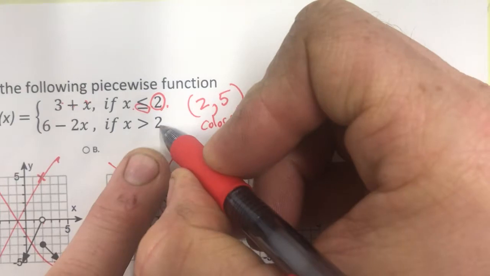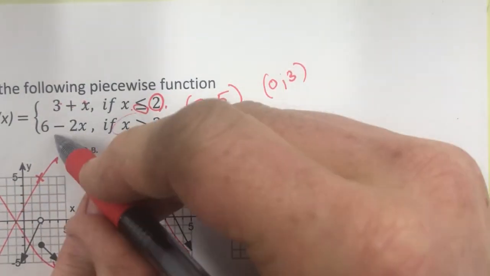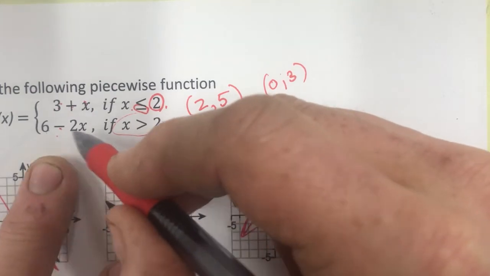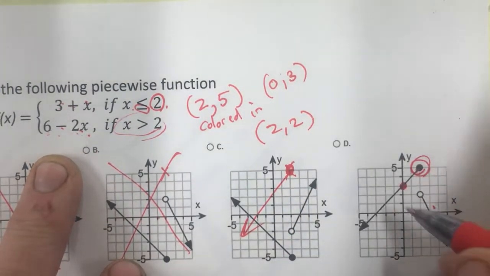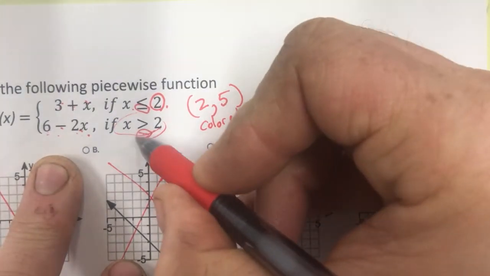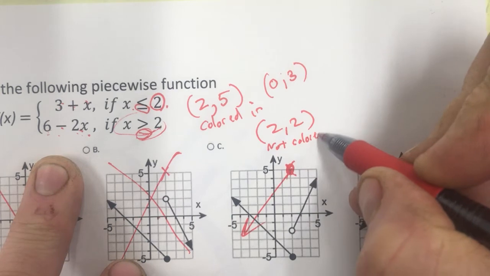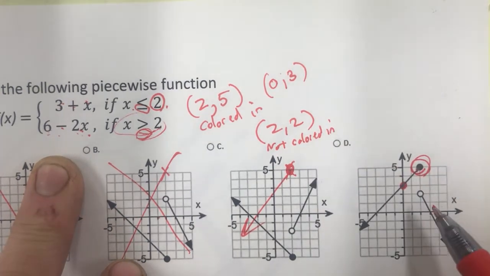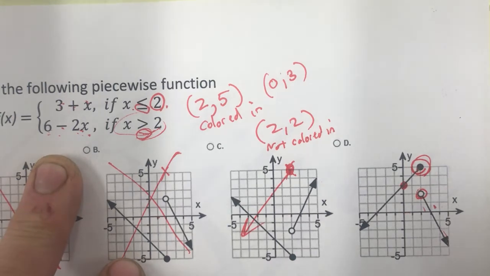Now, if I put 2 down here in the second piece, 6 minus 2 times 2. Well, 2 times 2 is 4. 6 minus 4 would be 2. So I should have 2, 2. And see, it does not have the equal to line, so it's not colored in. So at 2, 2, see right there, it's not colored in. That's exactly right.